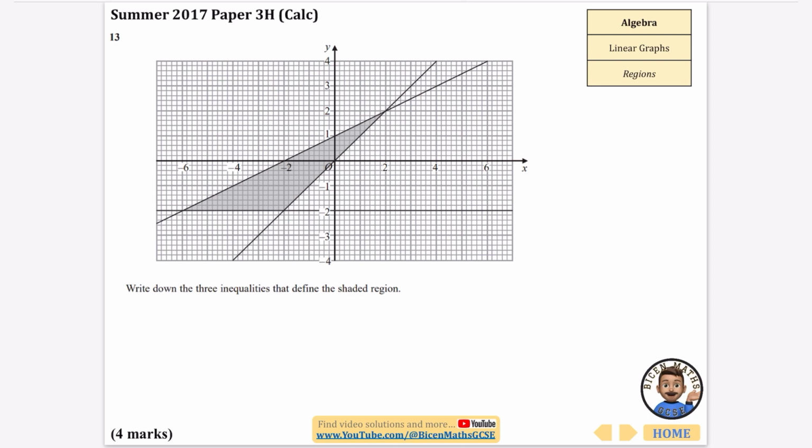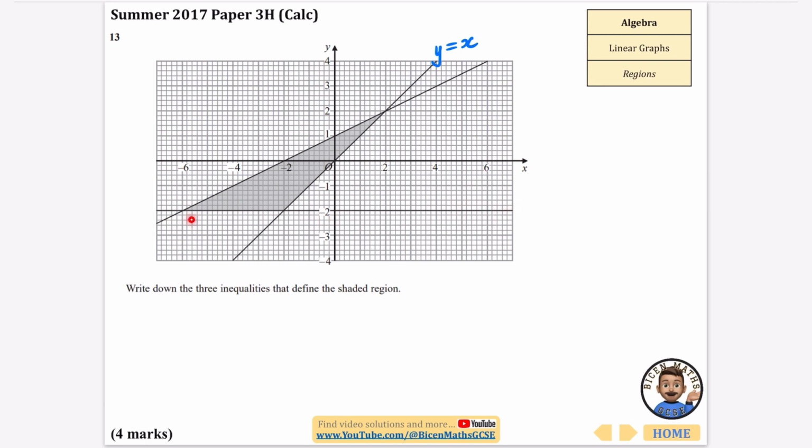Okay, so for this one here, it says we want to write down the three inequalities that define this shaded region that we've got here. So to begin with, we're going to see if we can name these lines that we've got. And I'm going to begin by naming this line here, which I think looks like a pretty easy one. You can see that it's going through the origin, and every time you go one space across, you're going one space up. So this one just has a really simple equation. We know that it's just y equals x because the gradient is 1, so y equals 1x, and there's no y-intercept.